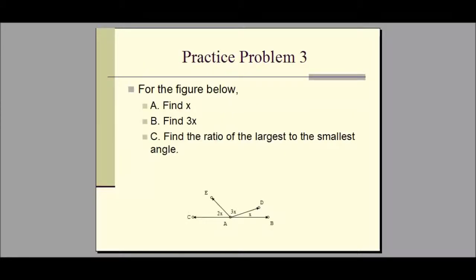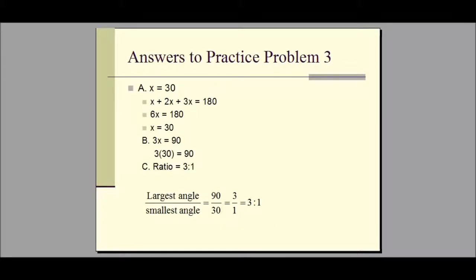Practice problem 3 has 3 parts. For the figure below, find x, find 3x, and find the ratio of the largest to the smallest angle. Here are the answers to practice problem 3. For A, x equals 30. We set up the following equation. x plus 2x plus 3x equals 180.